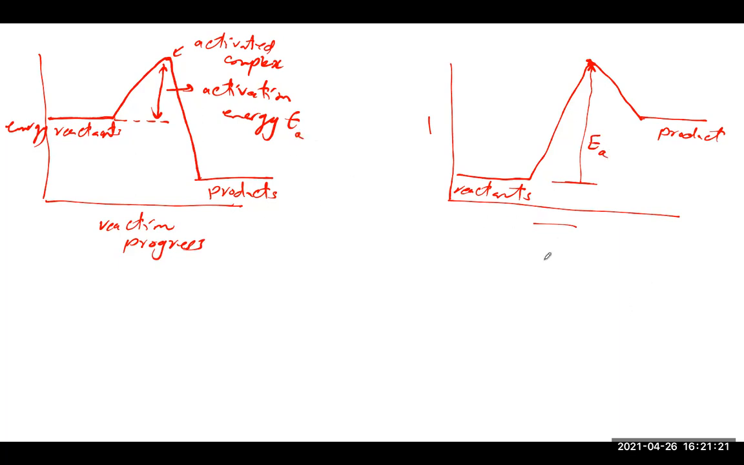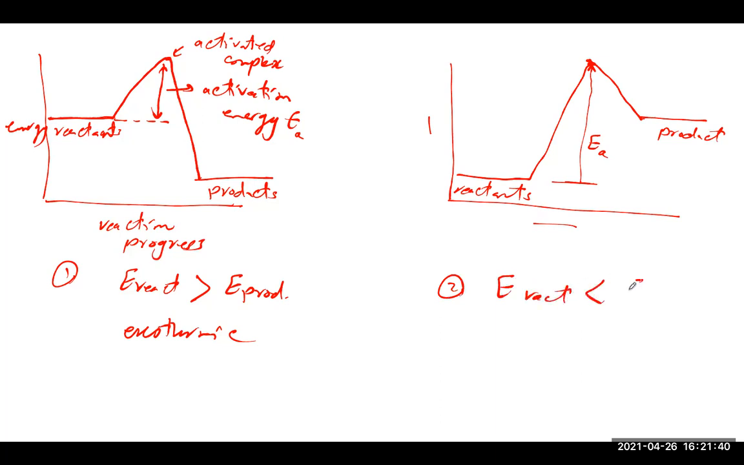What is the difference between the two graphs? For the first one, we have the energy of the reactant higher than the energy of the product. Okay, it means this reaction is exothermic. And for the second one, the energy of the reactant is less than the energy of the product. It means this one will be endothermic.